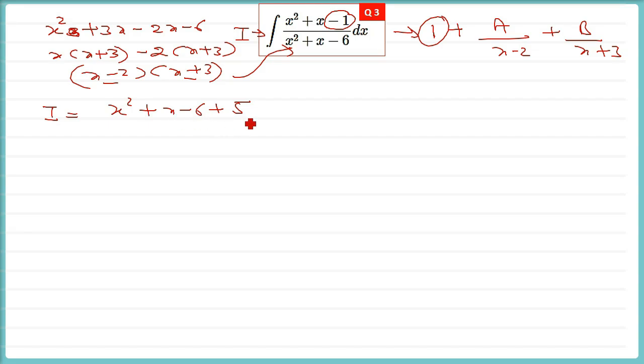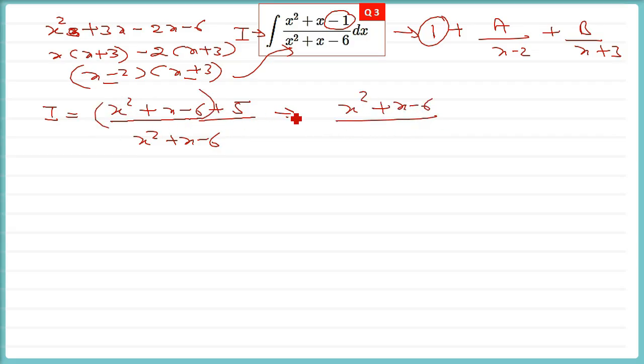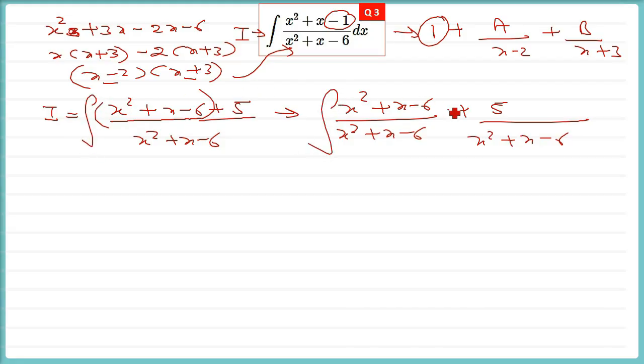But we wanted the denominator also as one term. Now let's divide x square plus x minus 6 to both the terms. That is, we have changed x square plus x minus 1 as x square plus x minus 6 plus 5. So I'm taking x square plus x minus 6 first with the denominator x square plus x minus 6. And the second term will be 5 divided by x square plus x minus 6. Now when you integrate this, dx will always be there, remember.